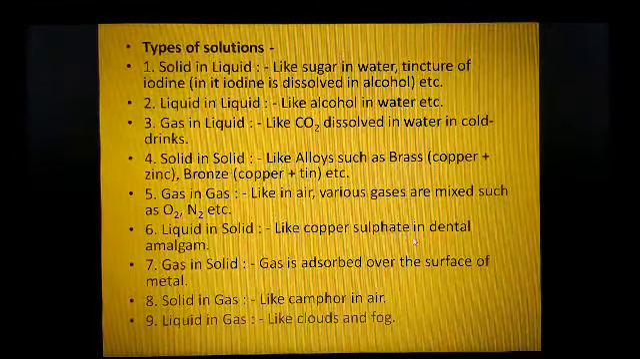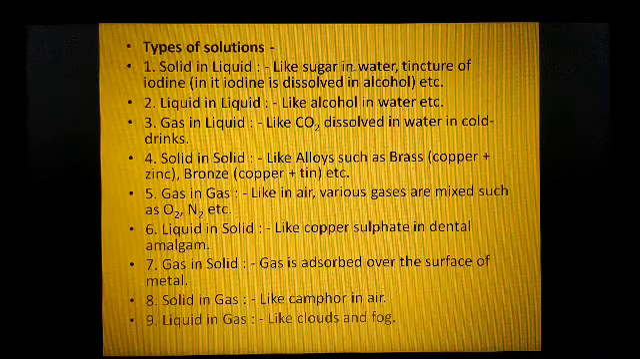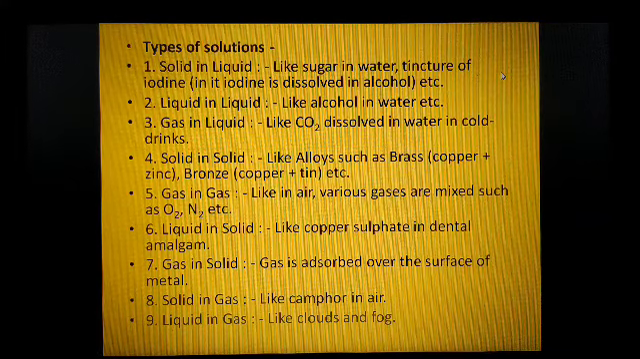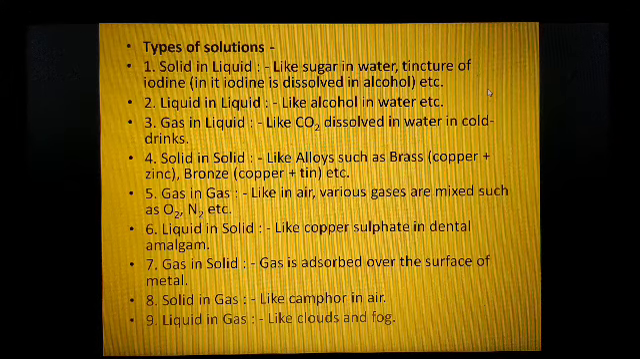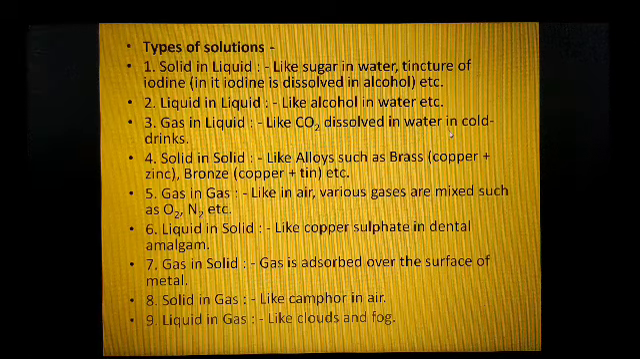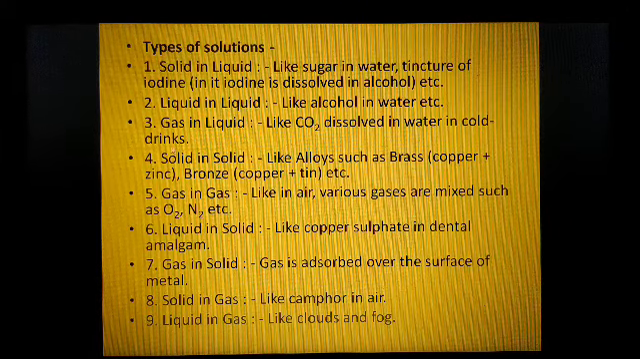Now there are different types of solutions. First, solid and liquid, like sugar dissolved in water, or tincture of iodine. Second is liquid and liquid, like alcohol is soluble in water, and when it dissolves in water it forms a solution. And third is gas and liquid, like you must have observed, there is some gas present in cold drinks, and that is carbon dioxide.